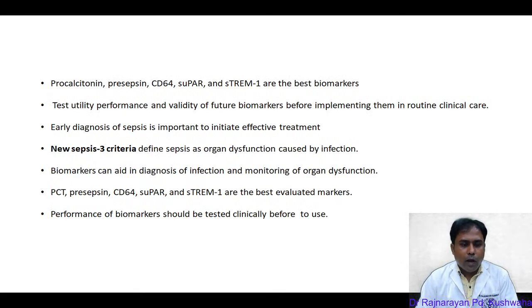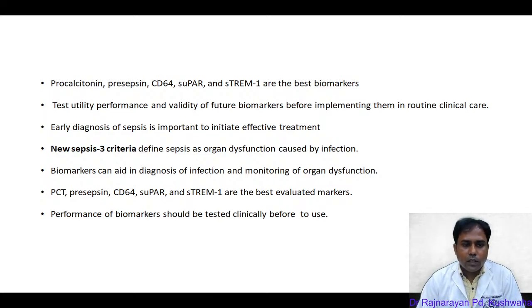Some biomarkers, on the basis of their actions in our body, are defined as ideal biomarkers. The best biomarkers are procalcitonin, presepsin, CD64, suPAR, and sTREM1. We must test the utility, performance, and validity of future biomarkers before implementing them into routine clinical care.